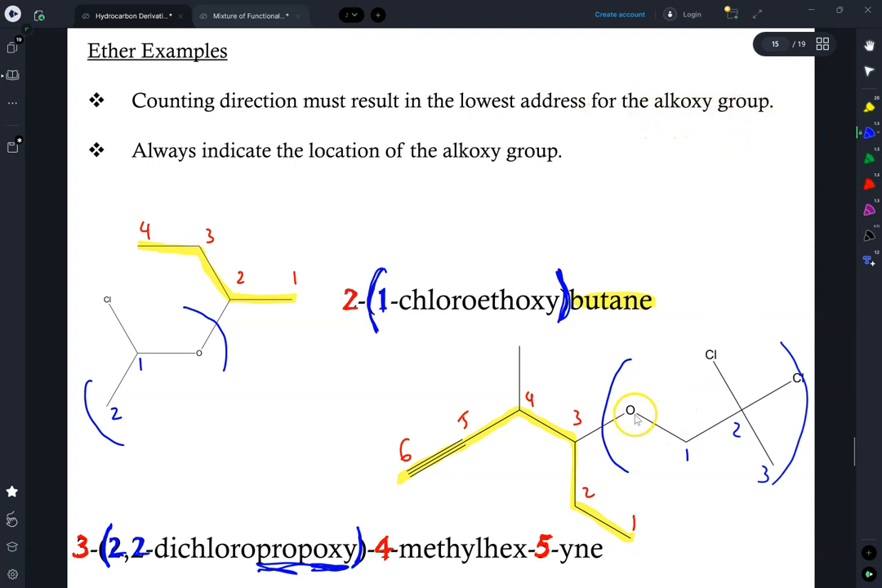Alright, so please remember that the counting direction must result in the lowest address number for the alkoxy group. So with the oxygen bridge, it won't always be a number 1. So in this case, it was a number 2 for the location of this alkoxy group. And down here, the location was number 3 for the alkoxy group. So be sure to always indicate the location.